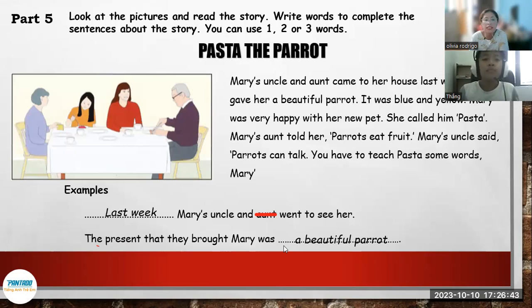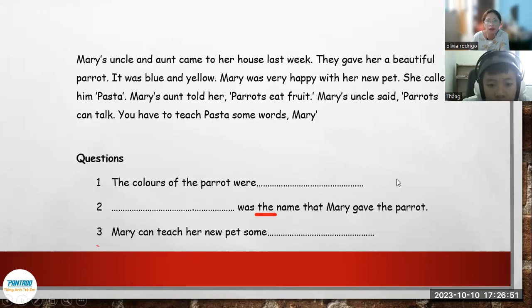Okay, you read this and please answer. Write the answer here. The present that they bought from Mary was a beautiful parrot. Okay, that one, please answer. You write the answer here. What do you think is the correct answer? You write in the box. In the box. This one, in the blank.